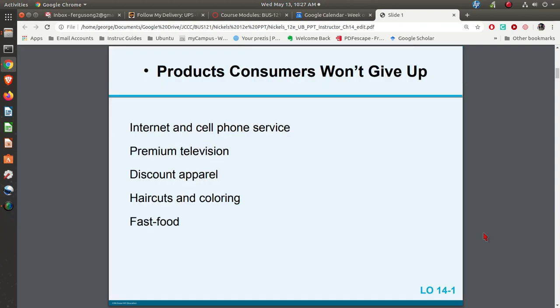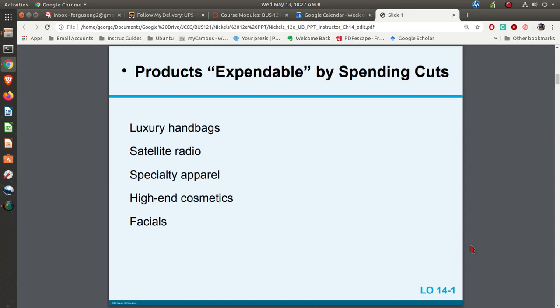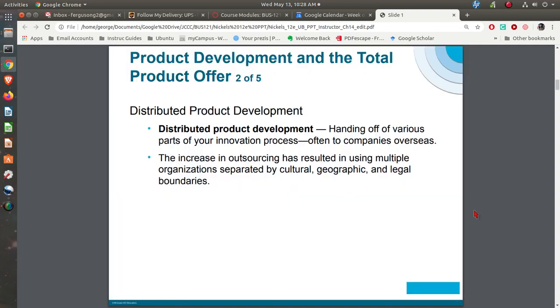Now, there are some things that people won't give up because they get so much value from them, like your cell phone, your cable, discount apparel. It's amazing how cheap clothing has become. However, there are things that people will give up fairly readily, like luxury handbags or satellite radio. We figure out that we're not necessarily getting the value that we want for the price that we're paying.